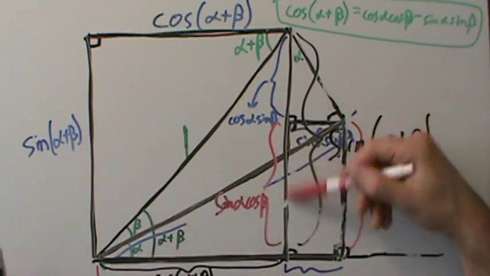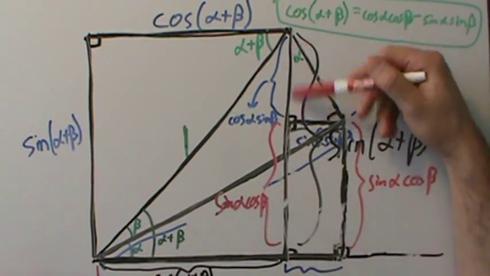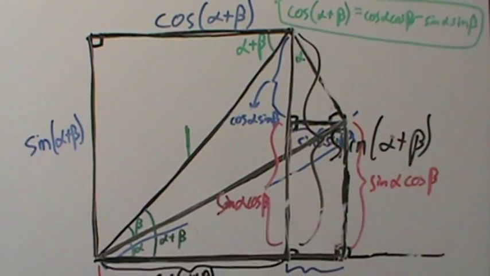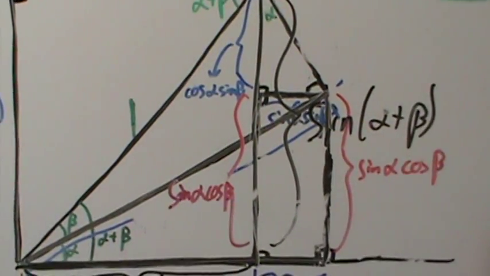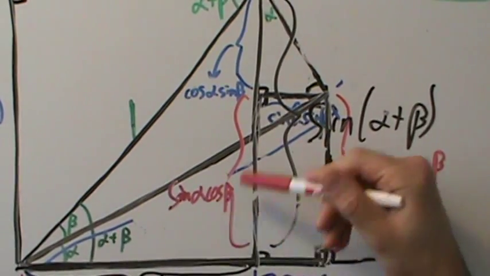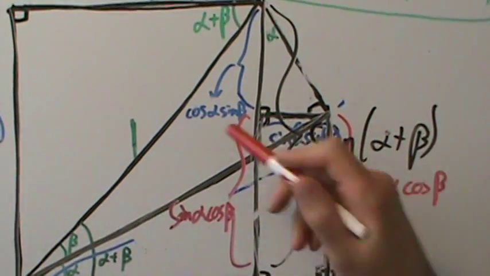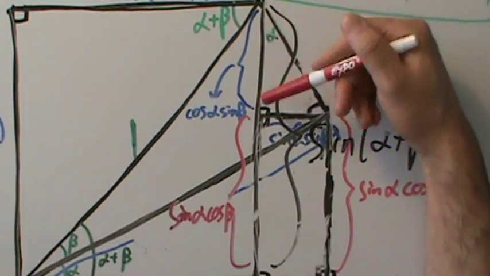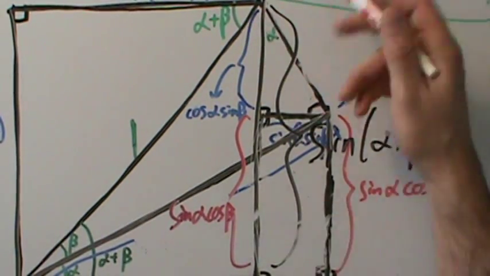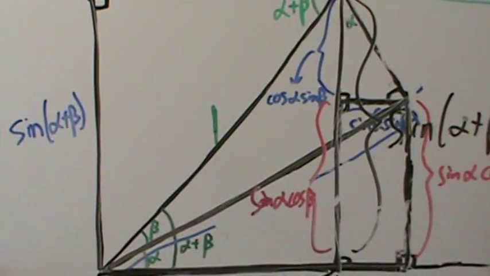So if you take this piece right here, add it to this piece, you get the entire thing. So if we zoom in a little bit, we see if we take sine of alpha cosine of beta, this piece, and then add it to cosine of alpha sine of beta, this piece right here, then that gives us the entire thing, but the entire thing is sine of alpha plus beta.